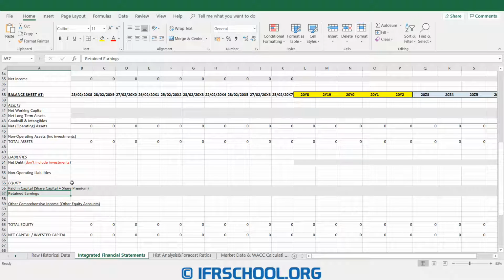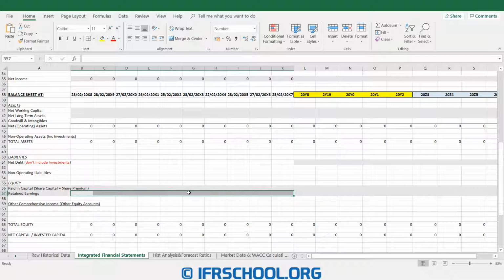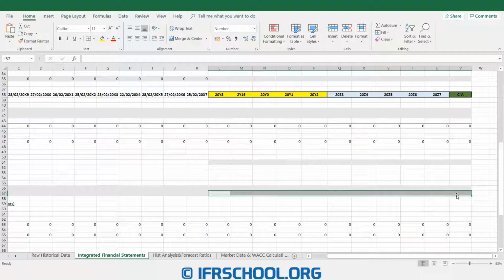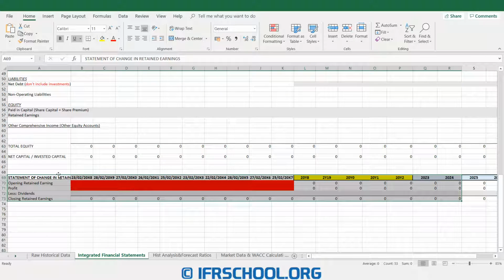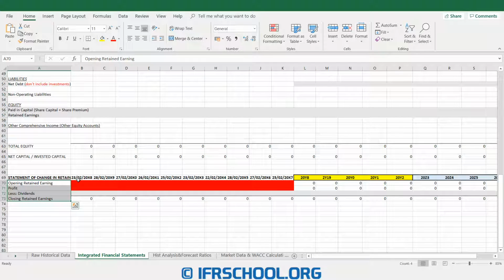Retained earnings will include the accumulated or retained profits of the company. We will insert the actual figures for retained earnings into the historical period. However, over the forecast period, we will derive the retained earnings figures using this reconciliation below. This reconciliation assumes clean surplus accounting. In other words, retained earnings equals total profits which have gone through the company's income statement since it was formed, less the total distributions or dividends paid out since the company was formed.